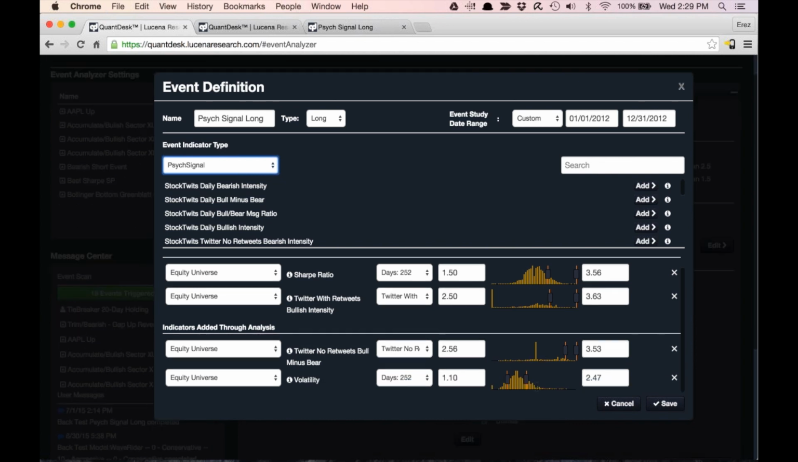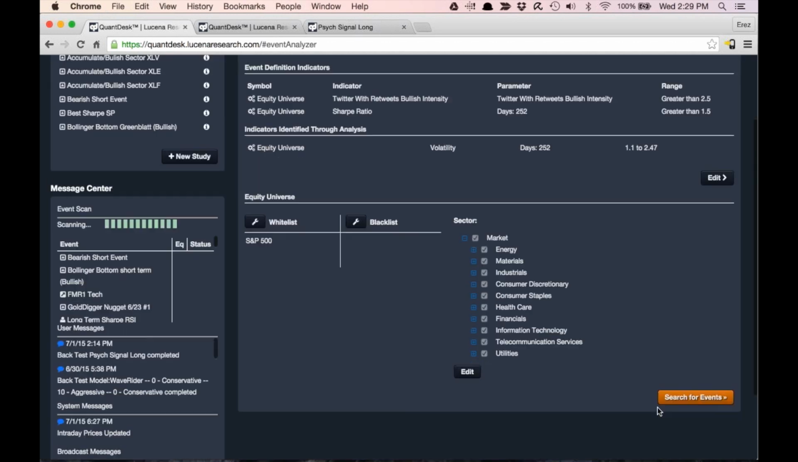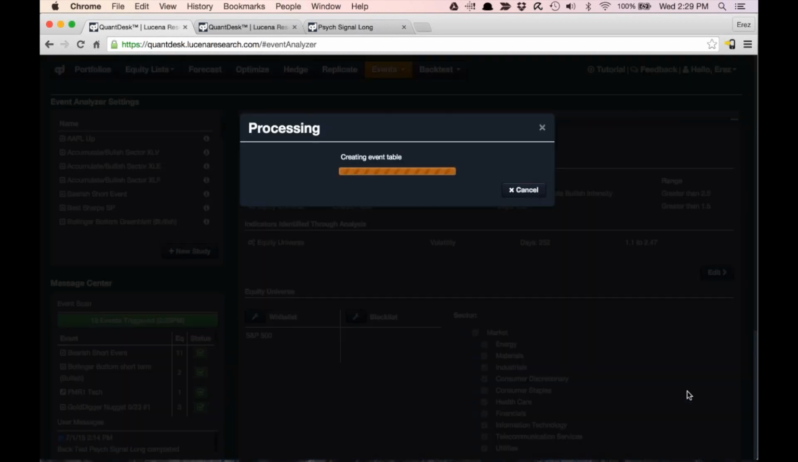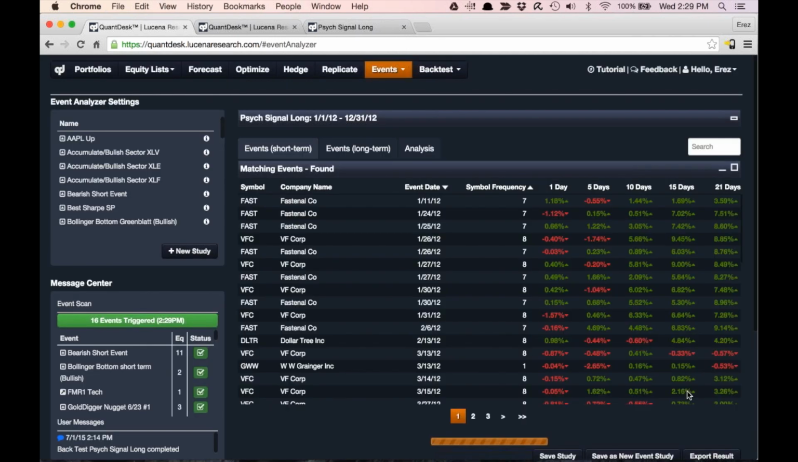Once I run the event study over the course of 2012, you can see how it's performed and what comes back from our engine. So what's happening now behind the scenes while I run this scenario, it tries to aggregate all the stocks in the S&P 500 that met the criteria that I've actually defined here in the scan, and identified how their price behaved 1 day to 21 days after the event took place.